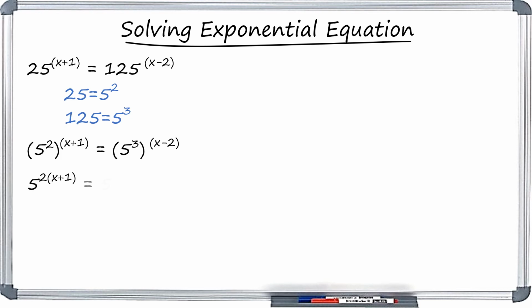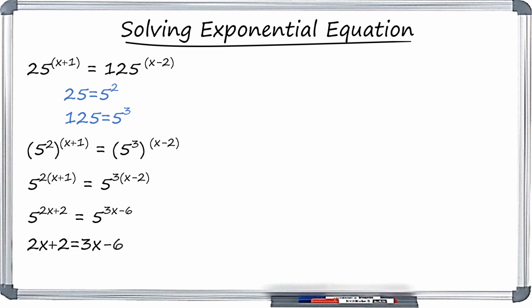Simplifying, we have 5 raised to 2 times the quantity of x plus 1 is equal to 5 raised to 3 times the quantity x minus 2. Simplifying our exponents, we have 5 raised to 2x plus 2 is equal to 5 raised to 3x minus 6. Now, as we can see, we already have a common base, which is 5, on both sides of the equation. So we can proceed to our third step, which is equating our exponents. Our equation will look like this.